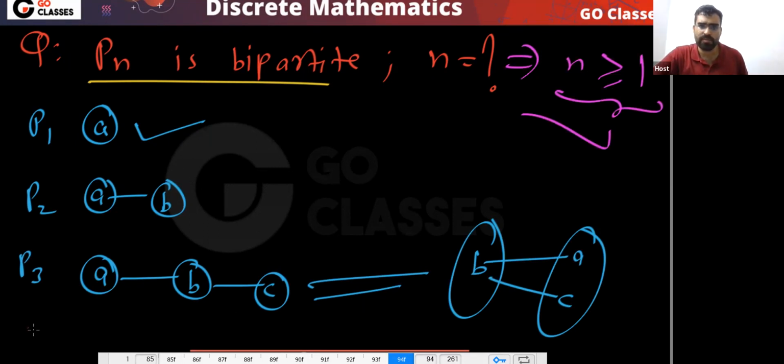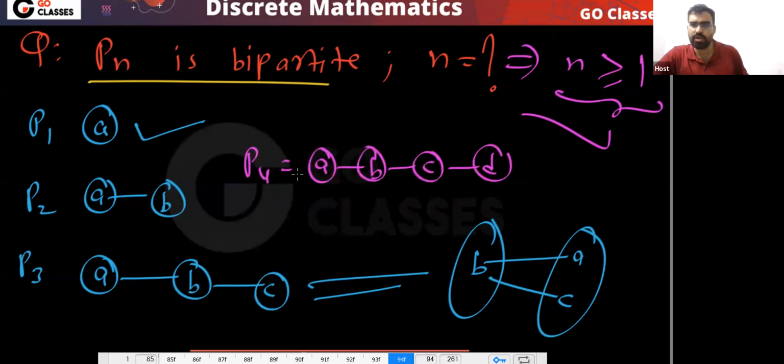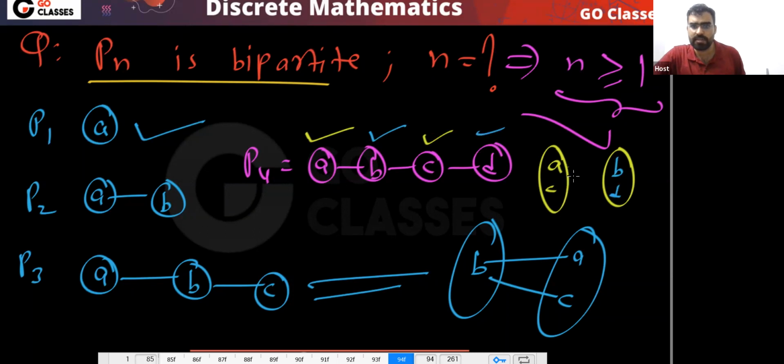You can take alternate vertices. For example, if you take P4, A, B, C, D, then what you can do? Very simple. You can put A here, then B will go here, then C will go here, then D will go here. So you alternate. So A, B, and B, C, and C, D, like this. So Pn is bipartite, there is no problem.